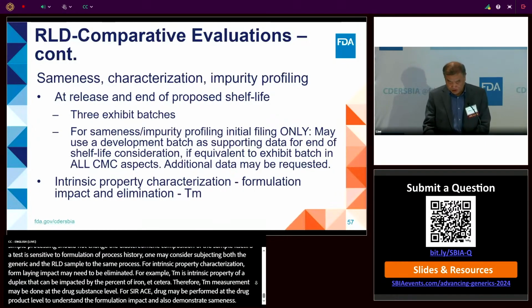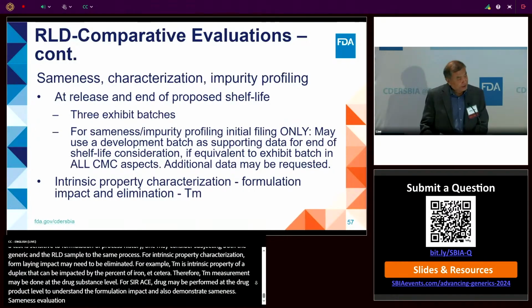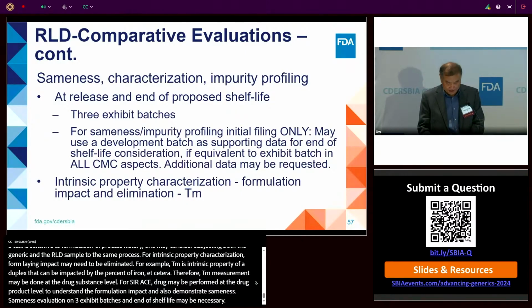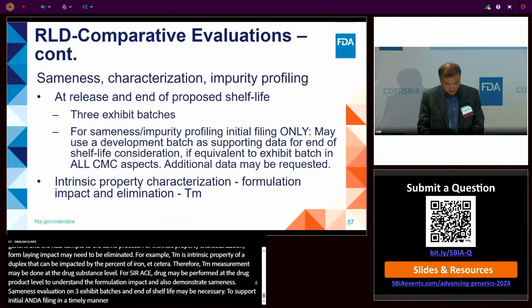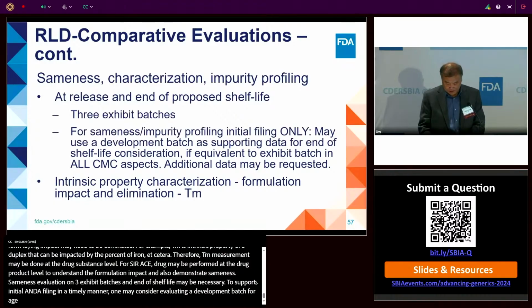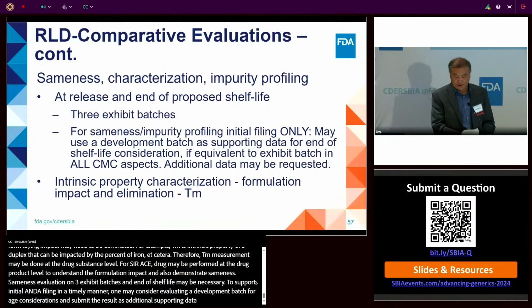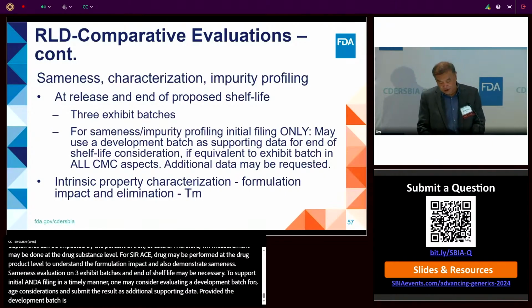Sameness evaluation on 3 exhibit batches at release and shelf life, at end of shelf life may be necessary. To support initial ANDA filing in a timely manner, one may consider evaluating a development batch for aged samples and submit the results as additional supporting data, provided that the development batch is equivalent to the exhibit batch in all aspects of CMC.